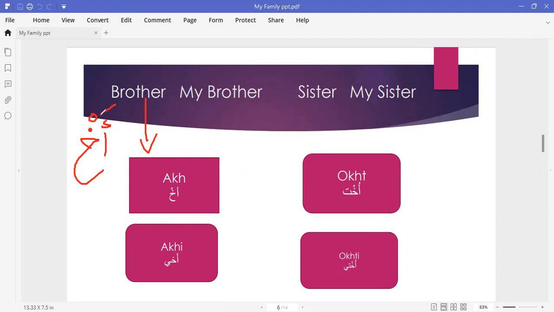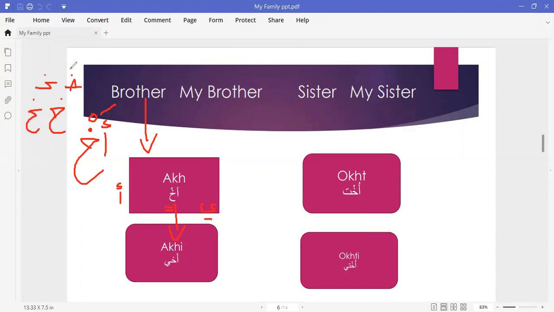Akh, akh. Okay, let's change it into my brother. Of course, to change akh into my brother, as we said, we add the letter ya. But this form has to be changed. This letter kha has to be changed. Let's go to letter kha, the forms. We have this kha at the beginning, this kha in the middle, this kha at the end in 2 forms. It depends, okay? So these are the forms of letter kha.